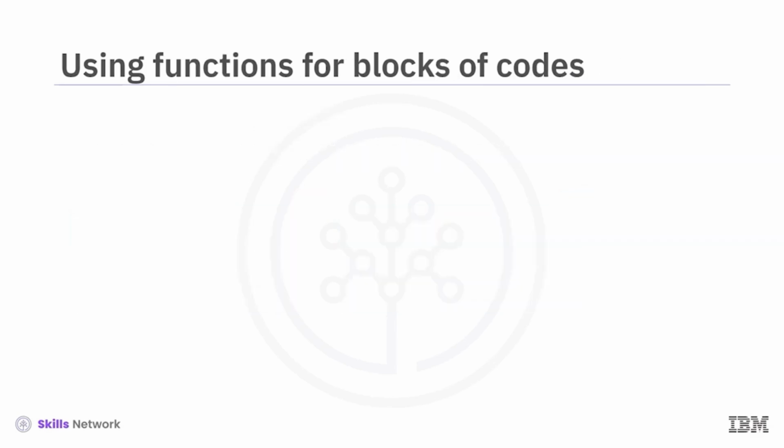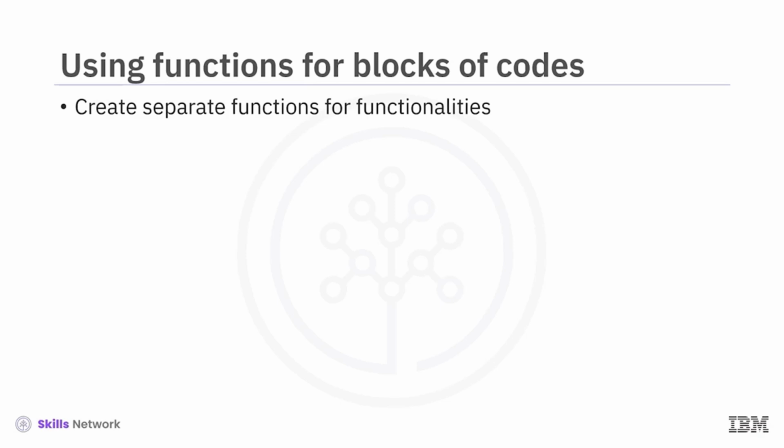Next, let's look at some coding conventions to maintain consistency and manageability. A key coding convention is to create separate functions for functionalities with larger blocks of code. You can then call the functions from the main program. For example, in the code, the if-else syntax does not have a function and will need to be written every time you need the functionality.